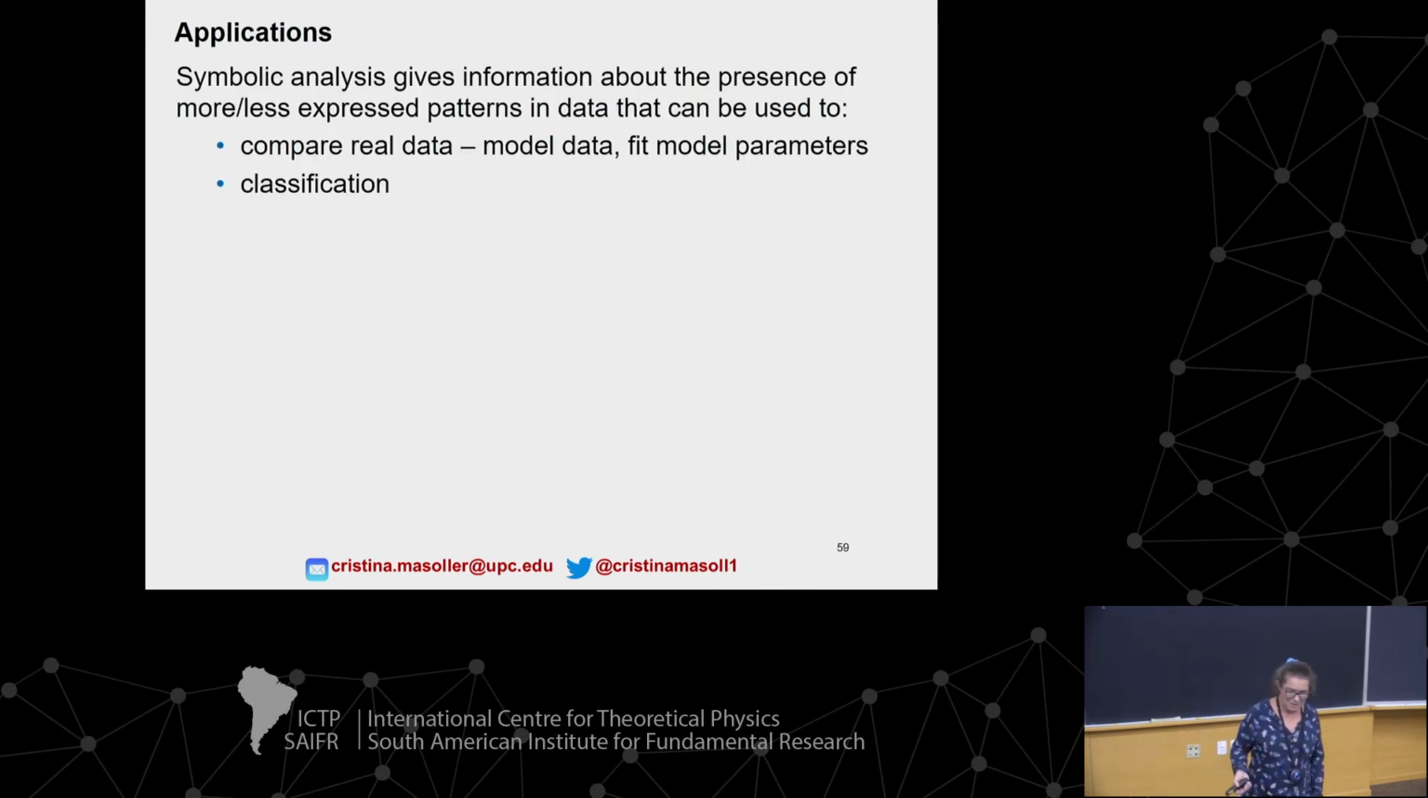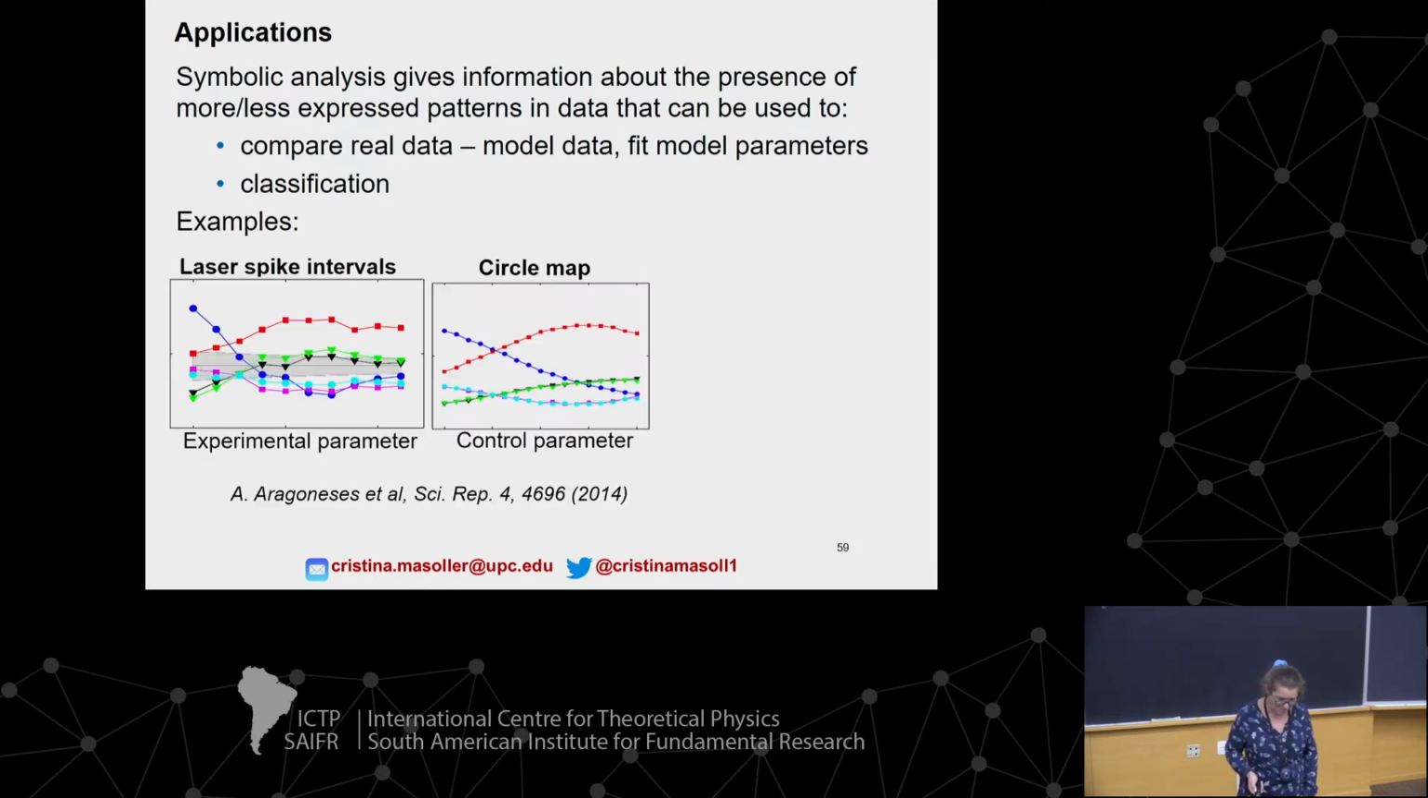So basically, what is this useful for? You can compare real data with model data. You can try to use these probabilities to fit the parameters of your model, to find the parameters that give you the best agreement, or you can use it for classification and some other applications, but at the moment I present only these two. As I said before, we have this laser in the lab that has this spiking behavior that is very similar to neuronal behavior, and there are models for neuronal behavior. The simplest one is the circle map.